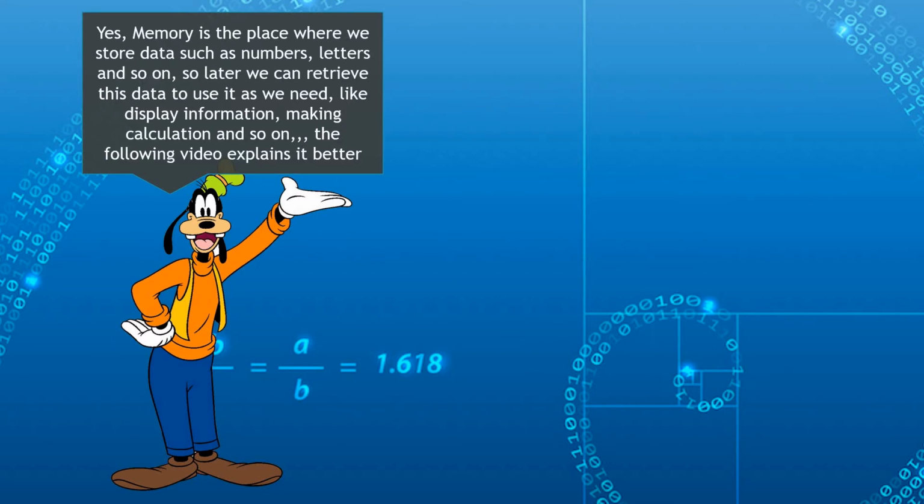Memory is the place where we store data such as numbers, letters, and so on. So later we can retrieve this data to use it as we need, like displaying information, making calculations, and so on. The following video explains it better, but as you can see, memory is a place where we store data.